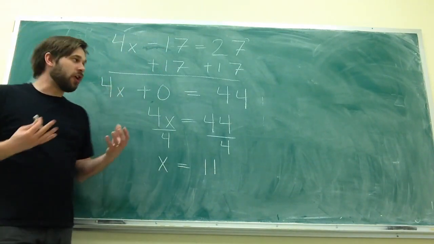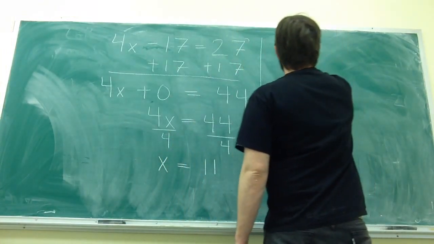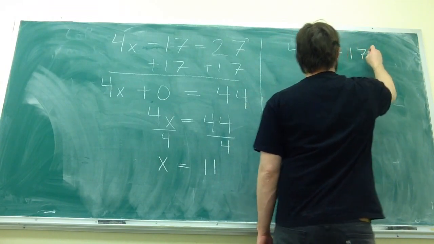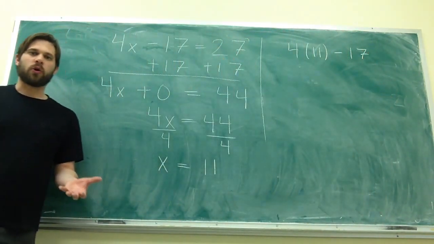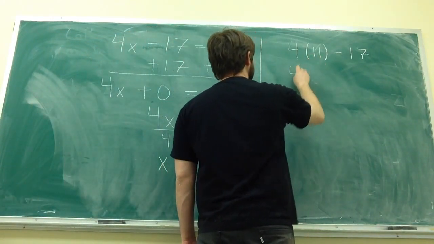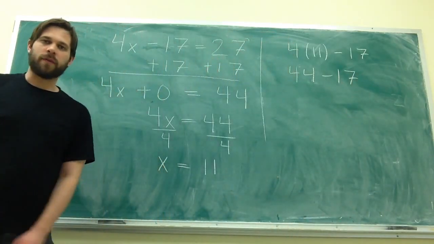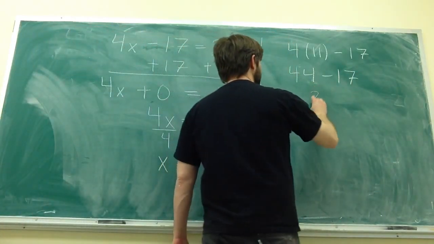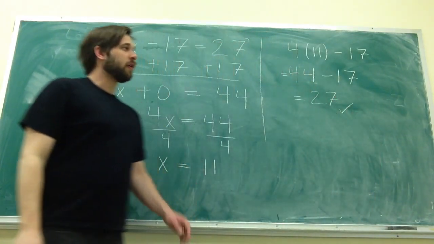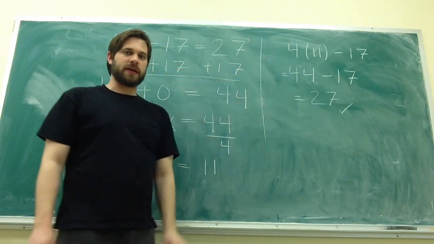Again, we can go back and check this. Let's plug this into our equation. So 4 times 11 minus 17. If we follow our order of operations, we would do this multiplication first. We would do 4 times 11, so we get 44 minus 17. And 44 minus 17 is indeed 27. So this works out, because when we plug x in, what I get on the left is equal to what I get on the right.